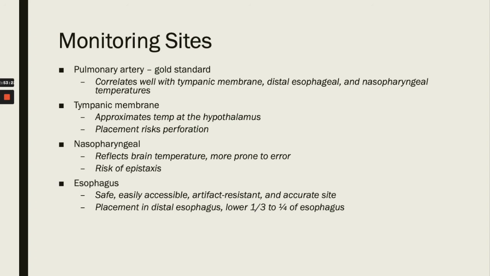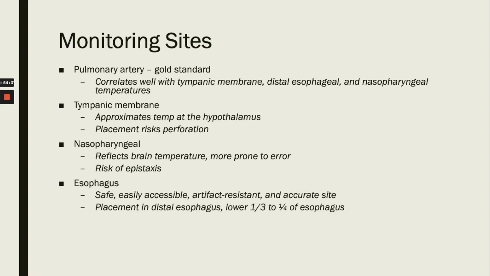or perforation. Nasopharyngeal, so this also reflects brain temperature, but it's more prone to error because of displacement and possible secretions, and there's a risk of a nosebleed or epistaxis. So you want to avoid nasopharyngeal probes if possible. Esophageal probes, they are safe, they're easily accessible, they're artifact resistant, and it's an accurate site. It's placed in the distal esophagus, the lower 1/3 to 1/4 of the esophagus.